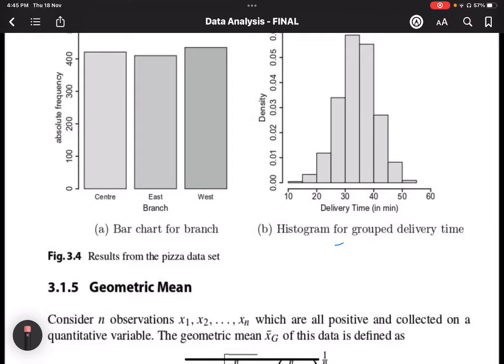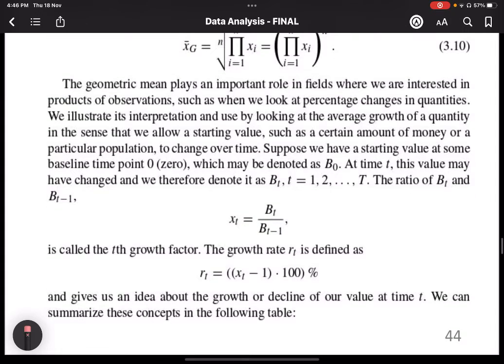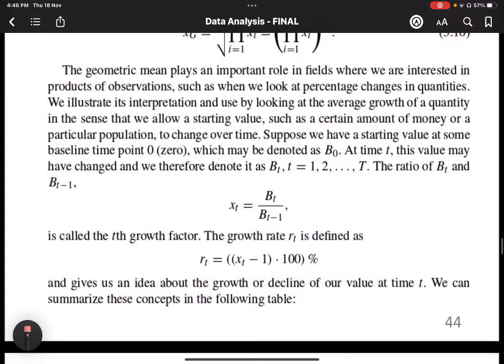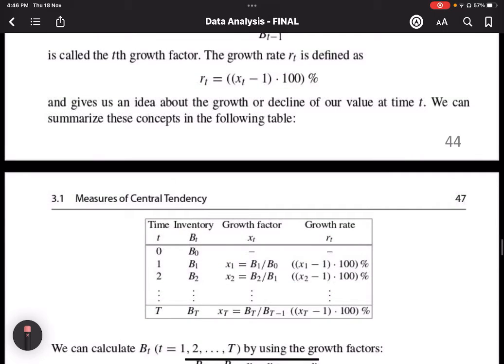We go now with geometric mean. Let us just give the definition. Geometric mean plays an important role in fields where we are interested in products of observations, such as when we look at percentage changes in quantities. Take note, percentage changes in quantities. So let's go now with the example so we can absorb it quickly. We have an inventory, we have the growth factor, we have the growth rate.